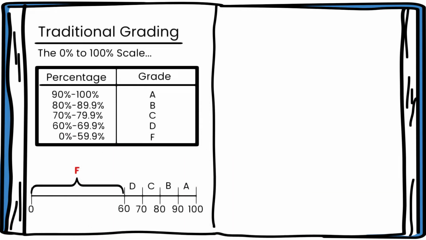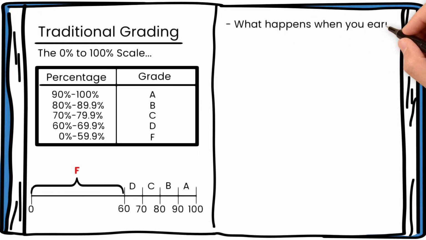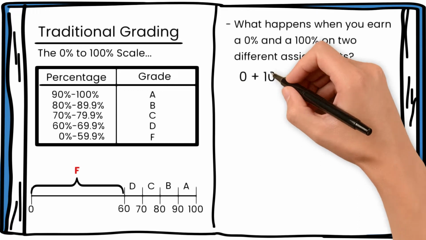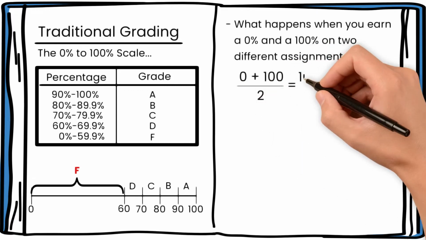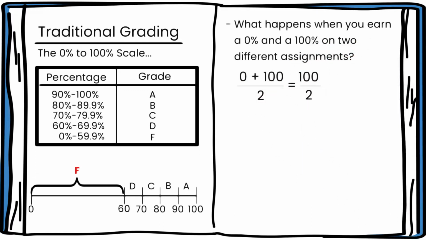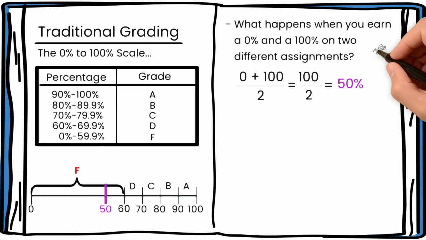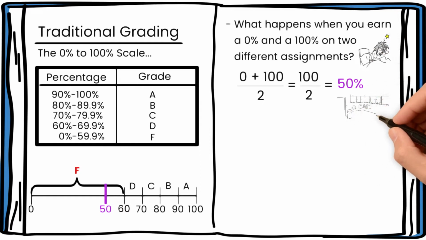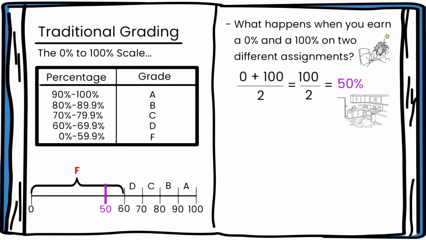The effects of earning a 0 in this traditional grading system are harsh. You can see here that if you earn a 0 and a 100% on two equally weighted assignments, the average of these two assignments gives you a grade of only 50%. Already it feels like it's impossible to recover from this mishap. Maybe you were sick or missed a day of class due to an emergency. Either way, your grade is in a scary place.